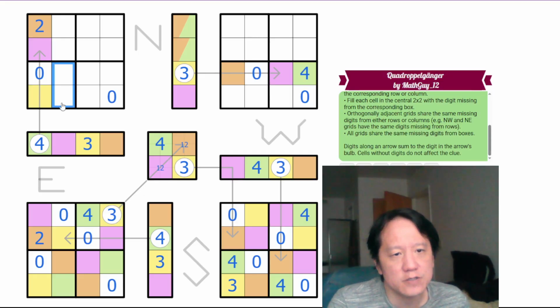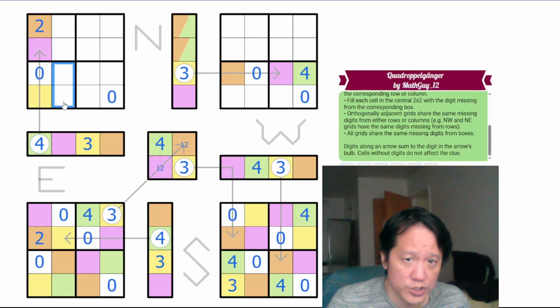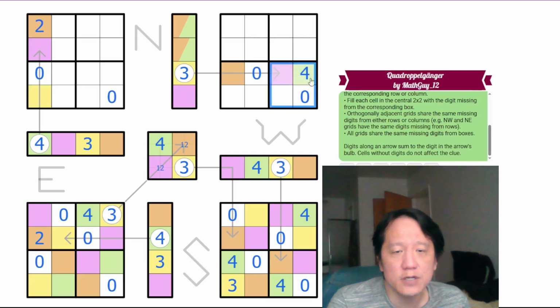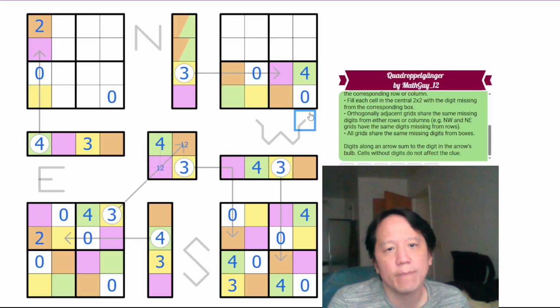Remaining digits of... We have to have orange in one of these two cells. We don't know which it is. We're missing in box 4 here an orange, so that's orange there. In box 3, we are missing green and yellow. This can't be green because of green missing in the column, so this is green, that's yellow there.